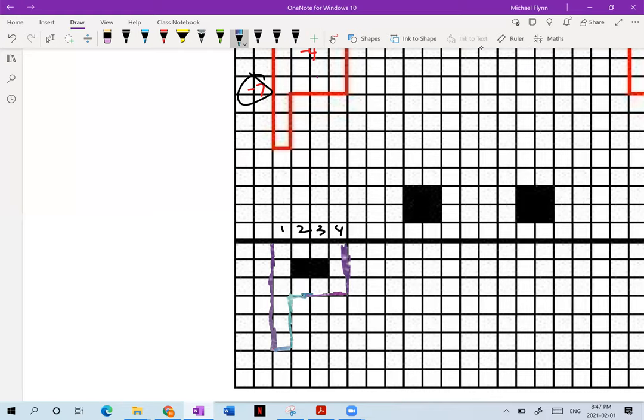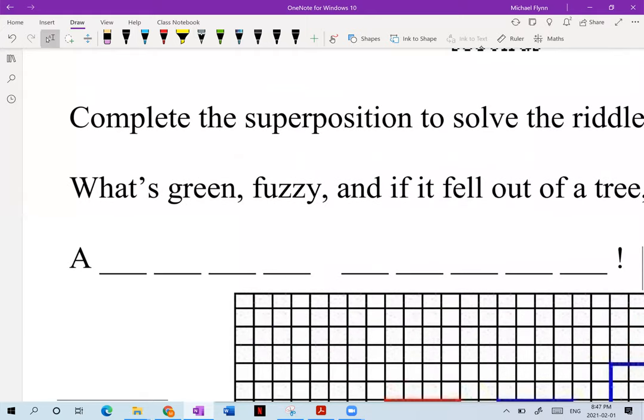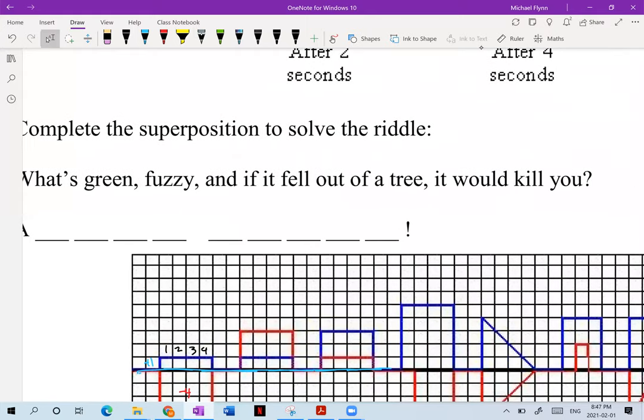Okay. Now, if I color this wave in, what letter of the alphabet does that look like to you? Okay, well, it looks like the letter P. And it's a riddle. What's green and fuzzy, and if it fell out of a tree, it would kill you?